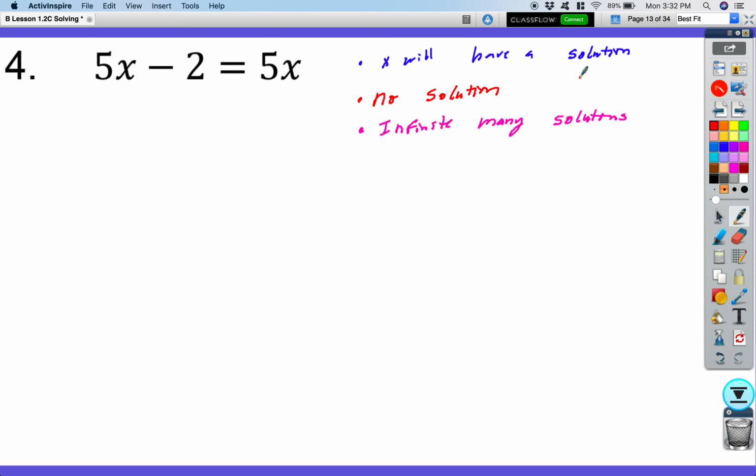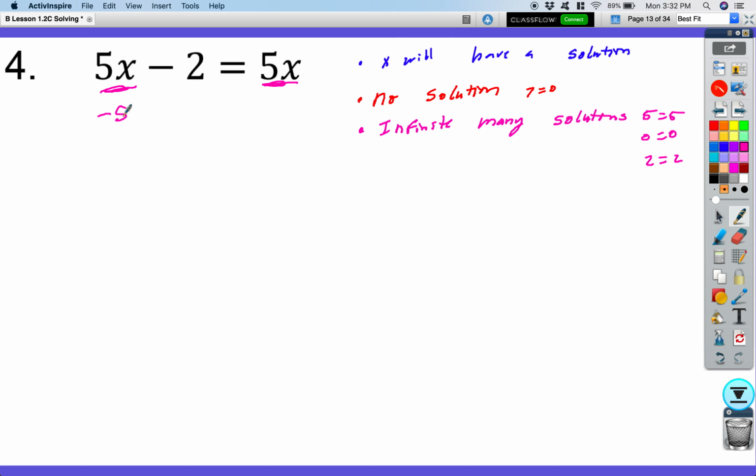So really quickly, just so you know, this would be when my x's are eliminated. For a no solution, I'm left with something like 7 equals 0. And infinitely many solutions would be something like 5 equals 5, 0 equals 0, 2 equals 2, something like that. So let's go ahead and look at this. I have x's on the right side, I have x's on the left side.